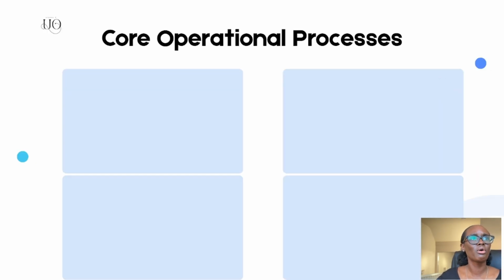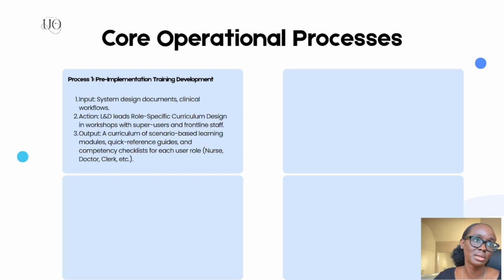Now, there are 4 key operational processes to think about when you think about training. And as you're listening to me, think about the possible roles within this process that you can do. So the first one is pre-implementation training development. So the system design document. So this is more for the technical people. So writing a technical document about how the software was built, the bugs, the framework, all of that.